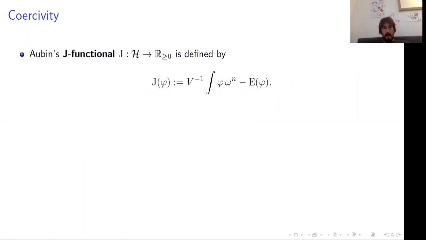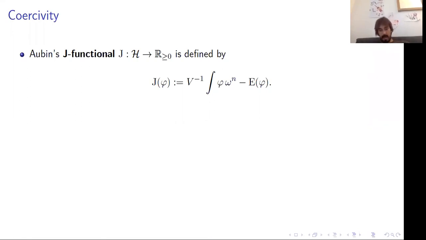Now we talk about coercivity, which is the condition that will dictate the existence of a cscK metric. So to phrase this, we introduce yet another functional, which should be understood as just a simple variant of the E functional, the Monge-Ampère energy. This J functional of Aubin, J of phi, is defined by taking the mean value of phi with respect to the reference volume form omega to the n, and then minus E of phi.